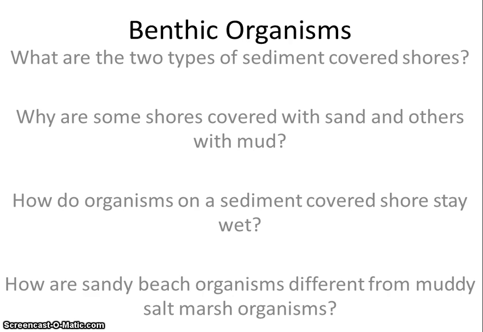Then we talked about how if you're an organism on a sediment-covered shore, you're going to stay wet basically by burrowing. So we needed different ways of differentiating organisms that live on sediment-covered shores, and the way we really differentiated them was how they eat. Organisms on a sandy beach eat by suspension feeding, eating material out of the water column itself, whereas organisms on a muddy salt marsh are typically deposit feeders. Organisms that suck food off the ocean bottom or actually ingest whole mouthfuls of sediment and then spit out the non-organic matter, the mud and silt, and digest whatever rotting material might be in there.